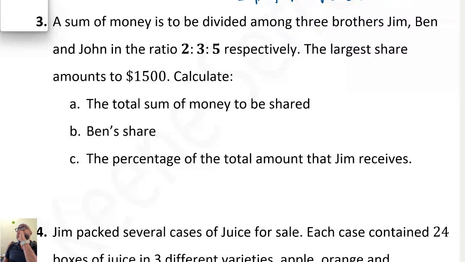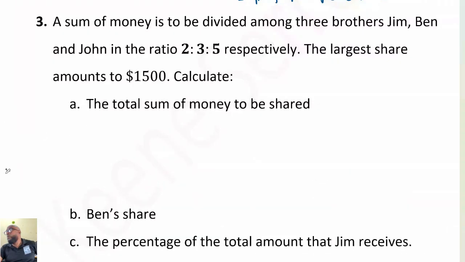The largest share amongst them is 1500. Who has the largest amount of parts? 5. So the information we have can help us to find the value of one part. What's the mission? To find the value of one part. So I can't come here and say that 5 parts, they said the largest. No, they want us to find the sum of money shared, but I can't find the sum until I find out what one part is. Everybody good there? So let me work and find what one part is.